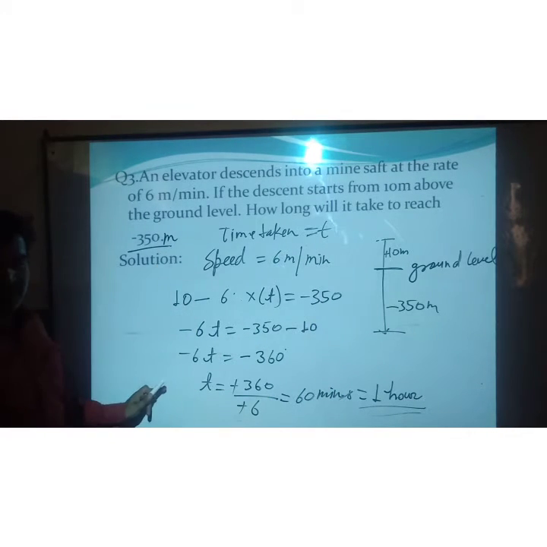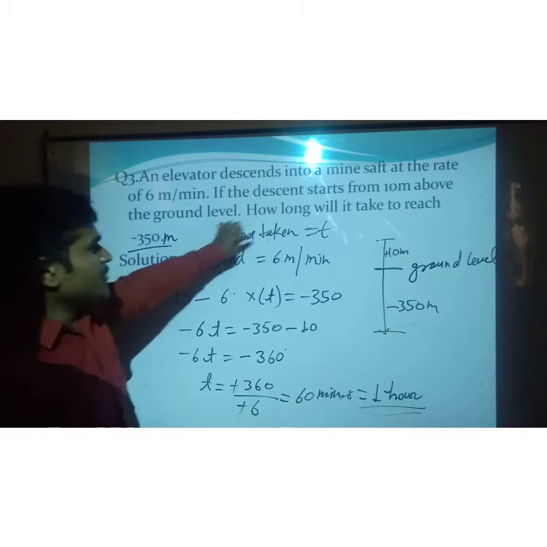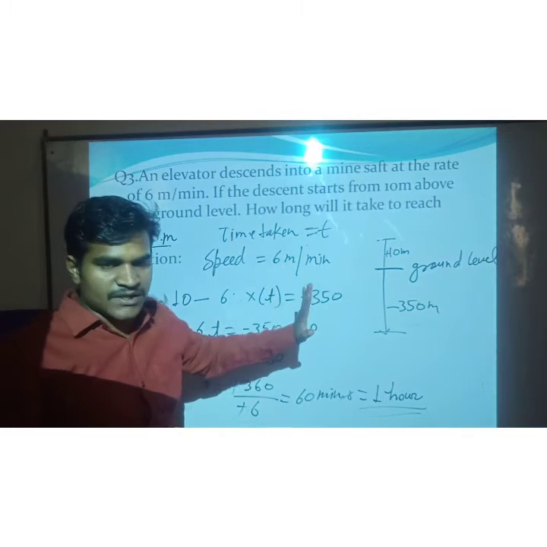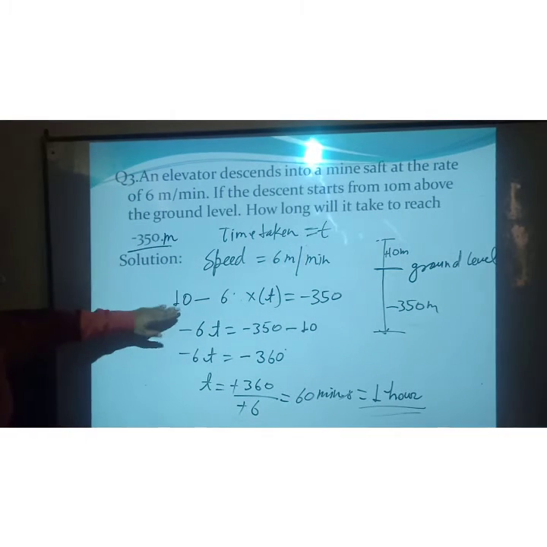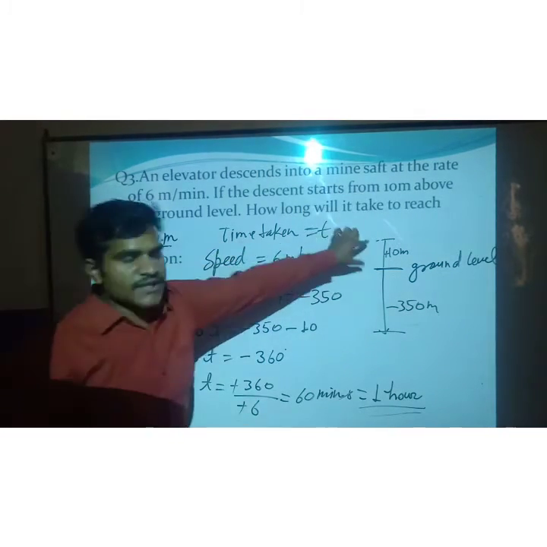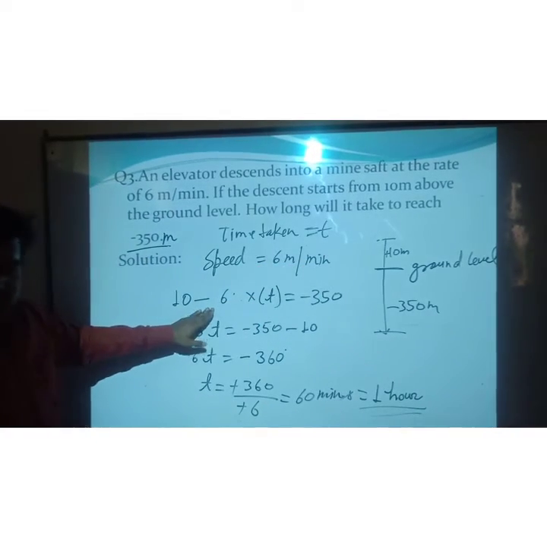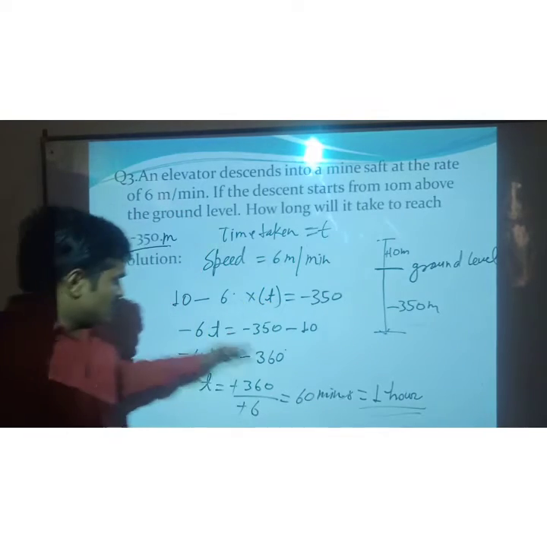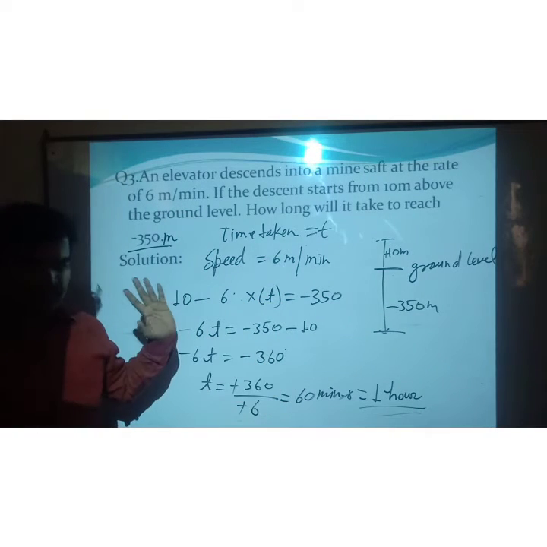I hope it's clear. First you have to consider the time taken by the elevator to reach minus 350 meters. According to the question, it starts from 10 meters above. So 10 minus 6 into t is equal to minus 350. Now solve this and we get the answer.